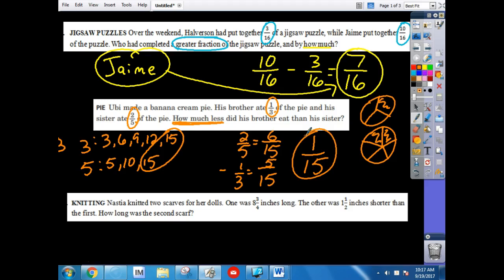Okay. Knitting. Nastya knitted 2 scarves for her dolls. One was 8 3/4 inches long and the other was 1 1/2 inches shorter than the first. How long was the second scarf?